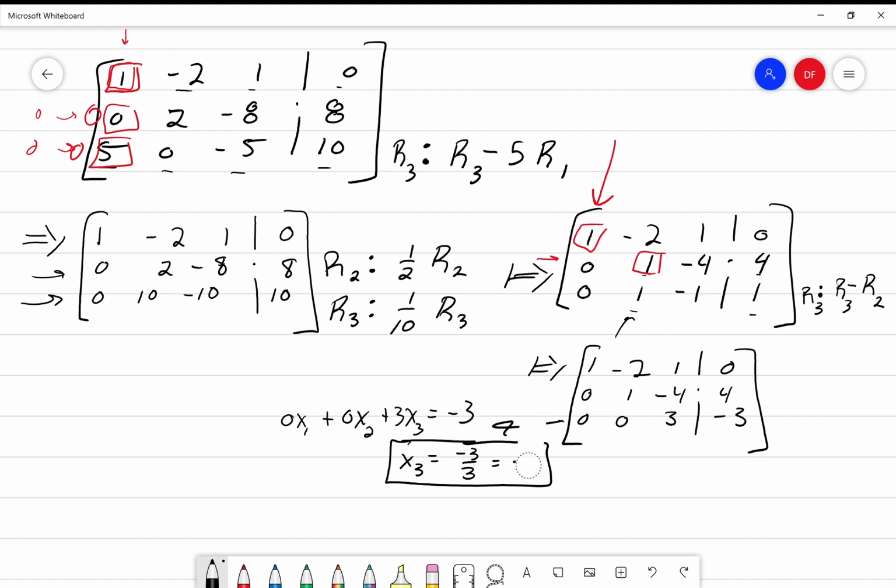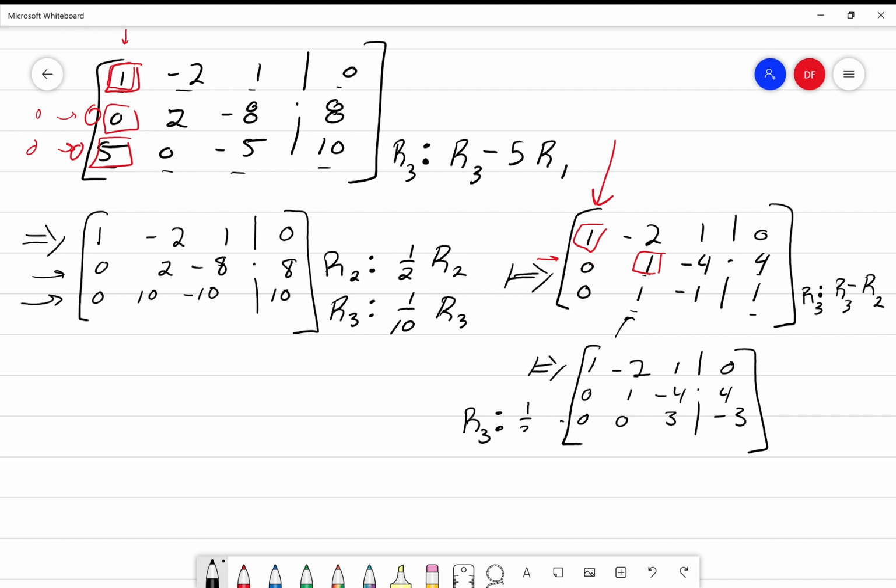So before I even did that, I can still finish changing my matrix. And here I can do R3, replace R3 with 1 over 3 R3. So when I do that, I'll get 1, negative 2, 1, 0, 0, 1, negative 4, 4, 0, 0, 1, negative 1.